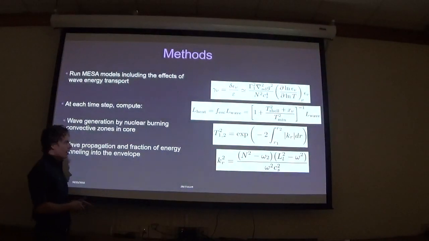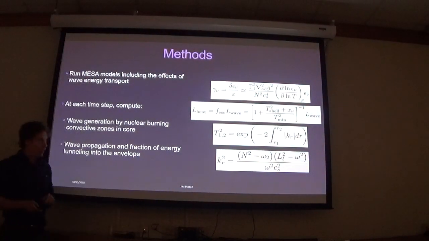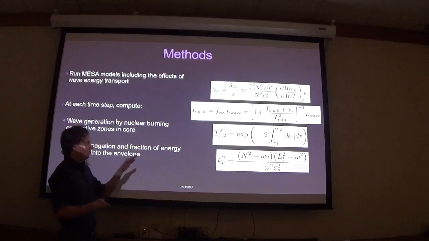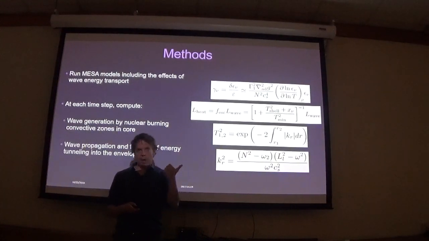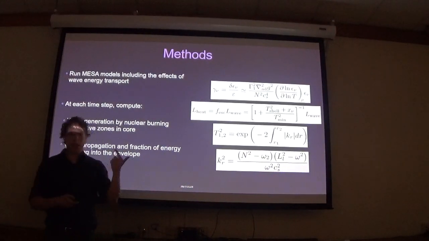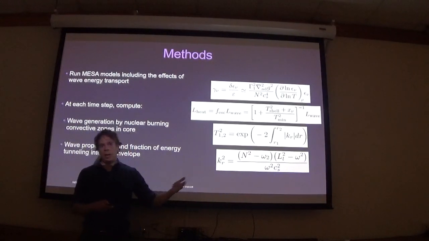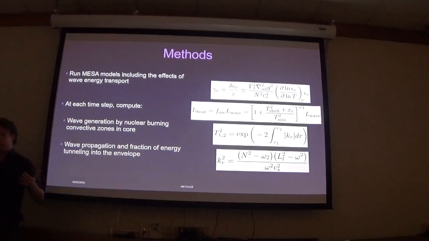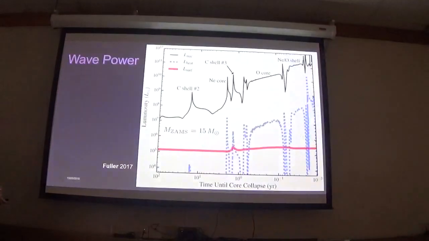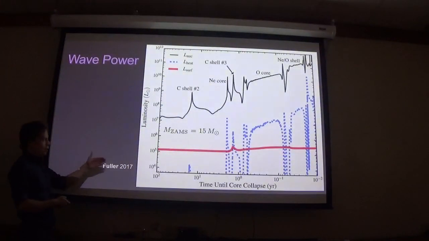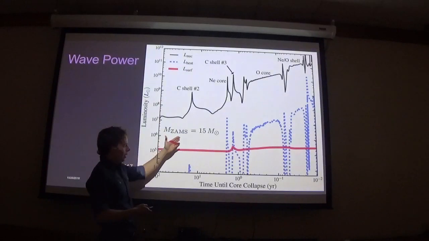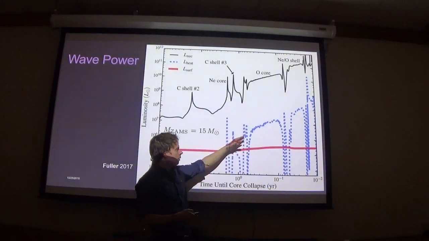So what I've been doing, and I'm going to have to go through this really fast, but at the end, is basically try to account for all these effects: how much of the wave power makes it through that evanescent zone, whether or not neutrinos damp the waves, where the waves actually damp once they make it into the envelope. So I do all that, I put that all into the models, and here's some of the results.